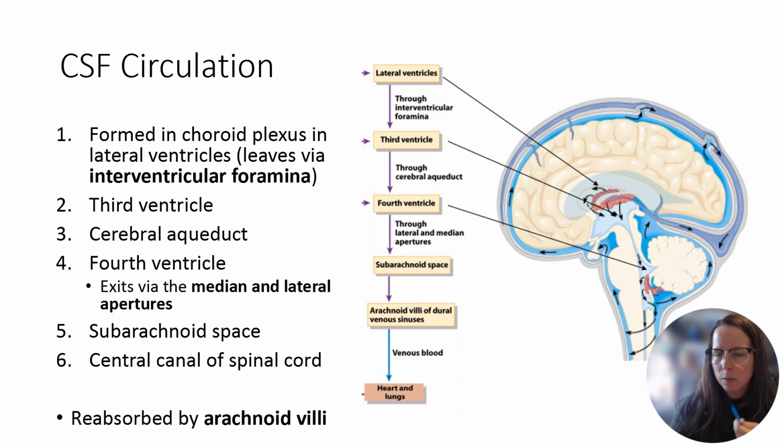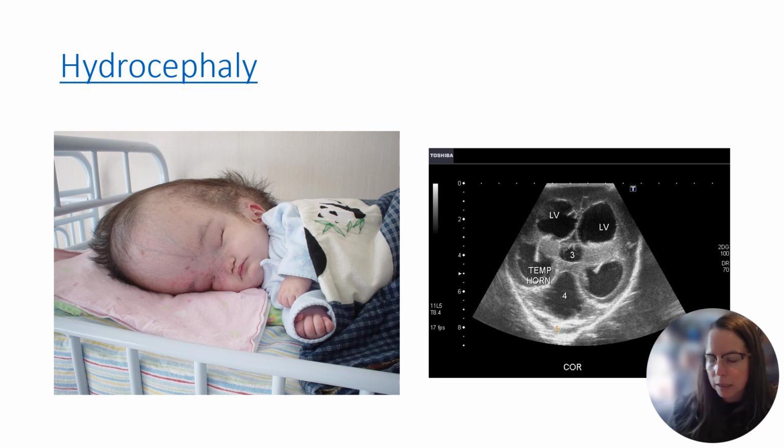Now again, one thing that can go wrong here is sometimes this pathway can get blocked, and this is something that's a little bit more common in infants than in adults. But what you see here is a child that has what's called hydrocephaly or hydrocephalus. And for one reason or another, the pathway is blocked. And so what that means is your body is still making that cerebrospinal fluid, but it can't get out.